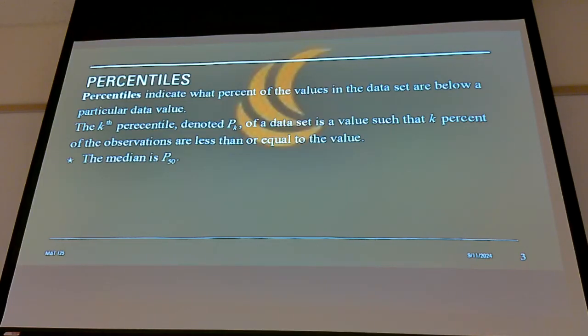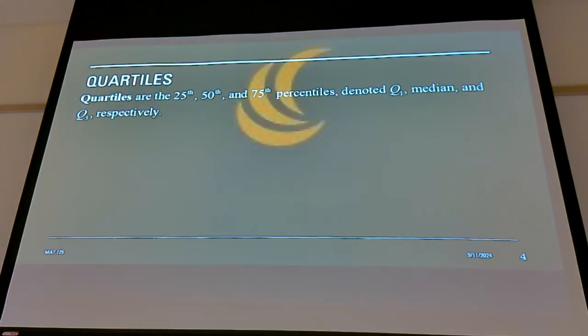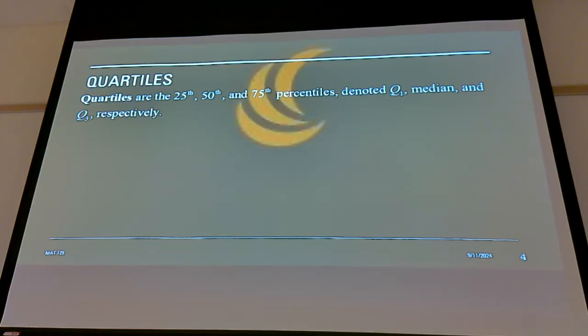A special type of percentile are known as quartiles, just as they sound, quarters. The 25th, 50th, and 75th, denoted Q1, median, and Q3 respectively. I will most likely wind up accidentally using Q2 for the median. So that's what I use in my statistical analysis classes.